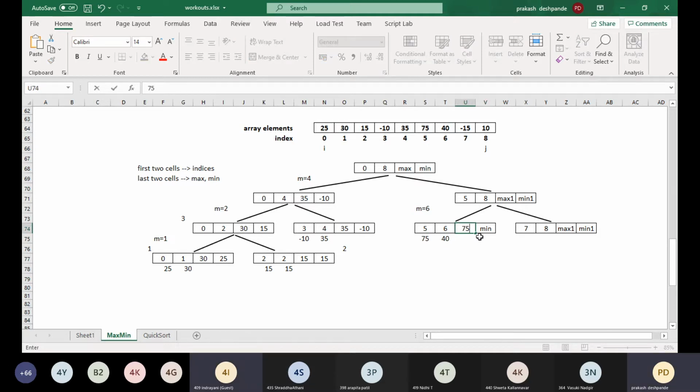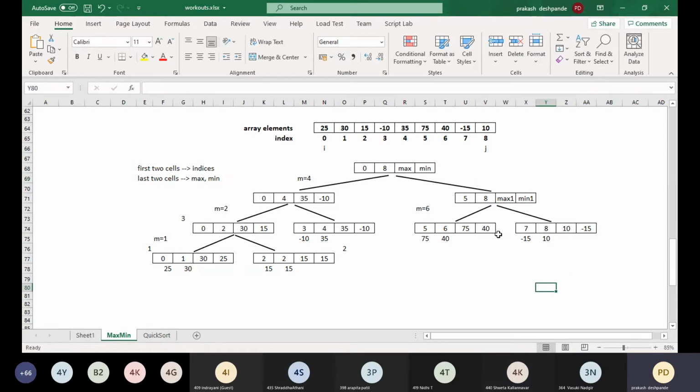75. Minimum, 40. Now next, which one do we need to sort? 7 and 8. So at index 7, what is the element? Minus 9. At index 8, it is 10. Maximum, 10. Minimum, minus 15.